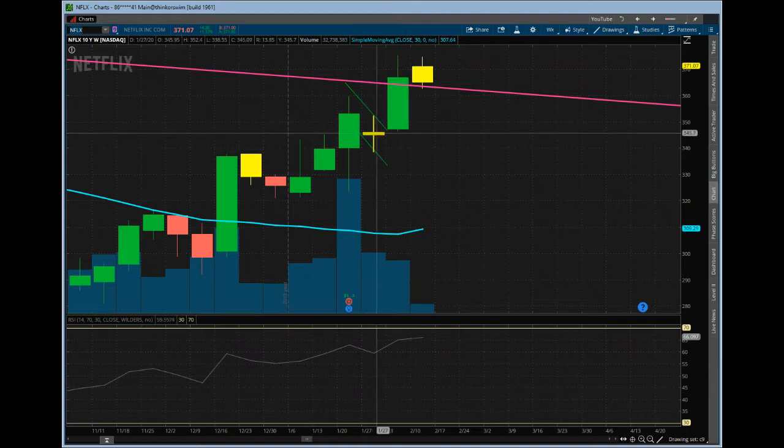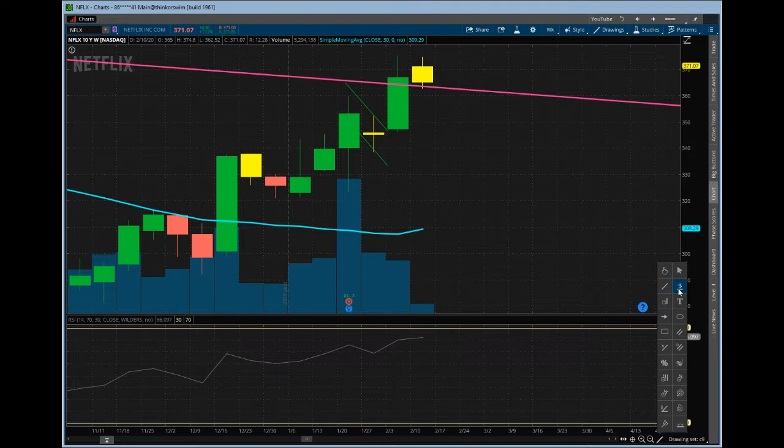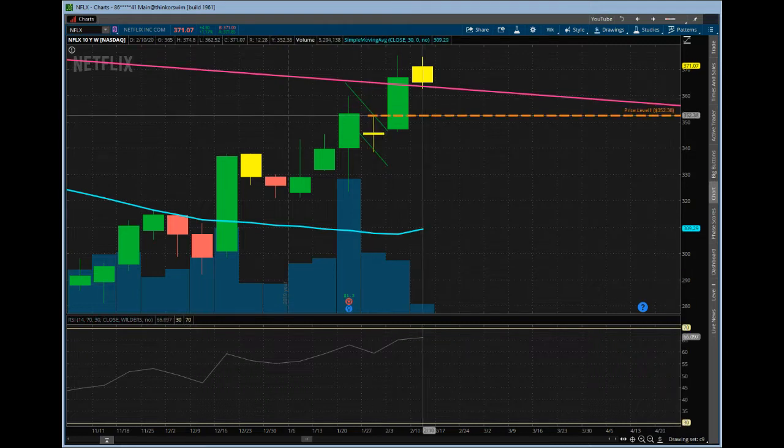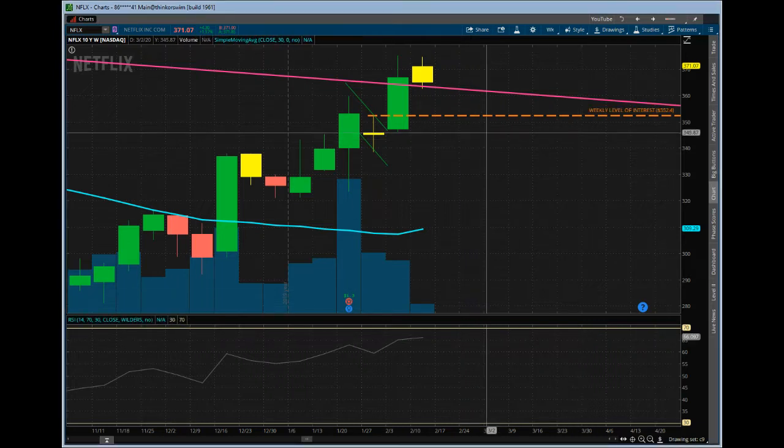So we held the real body on the last week, and we finally broke out of the inside candle, which was 352.40. So let's put a line up there on that. It's 352.40 here. I'm just going to put this as a weekly level of interest. Okay, that's a weekly area of interest right here.